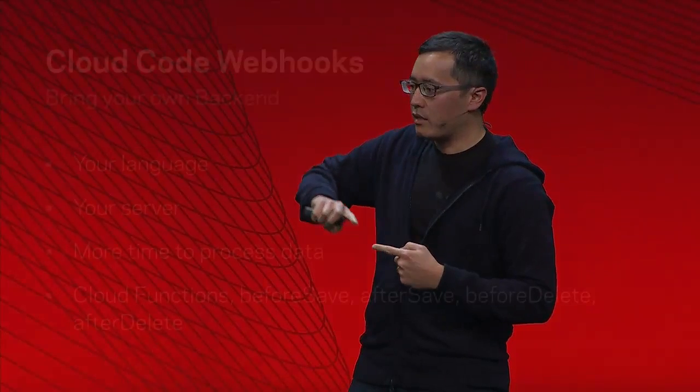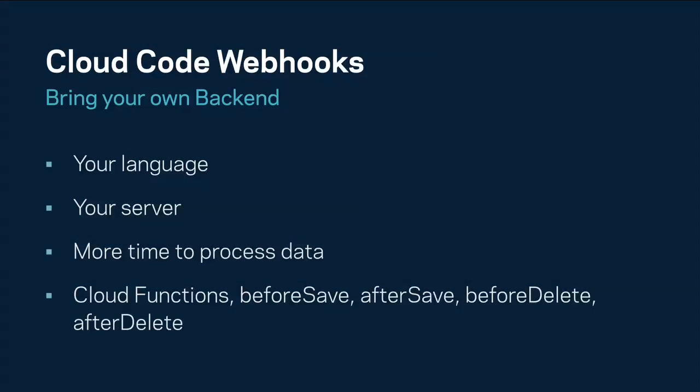Right now, Cloud Code Webhooks support functions before and after saves, and before and after deletes. In the case of a before save, say you've created a new object, a data point that you would like to run some analysis on. You can use a before save, have the data come into Parse, then send it to your server, and it will wait until it gets a response back before it completes that before save. This allows you to do a lot of different things that might not have been possible before this existed.